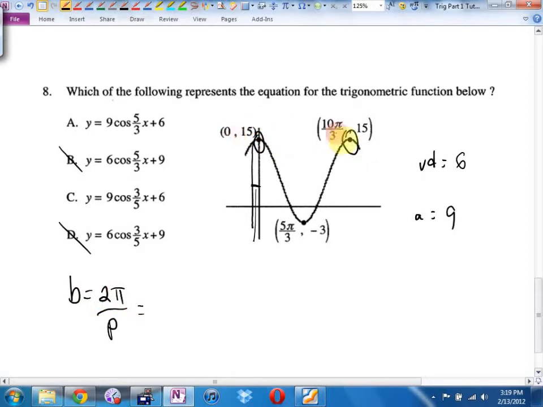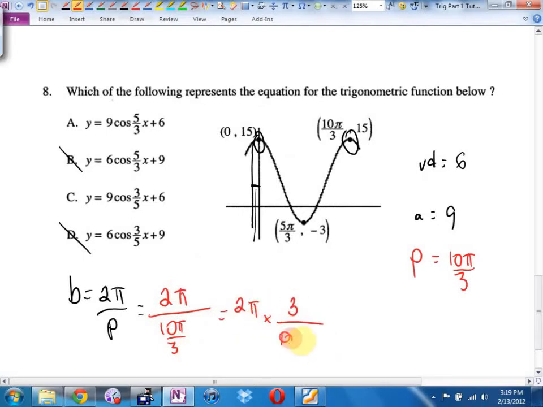From 0 to 10 pi by 3. I think the period of this graph is 10 pi by 3. So I think B is going to be 2 pi over 10 pi by 3. Vlad, how do I divide by a fraction? So this is going to be 2 pi times 3 over 10 pi. Hey, the pi's cancel, and I get 6 over 10, which in lowest terms is 3 over 5.